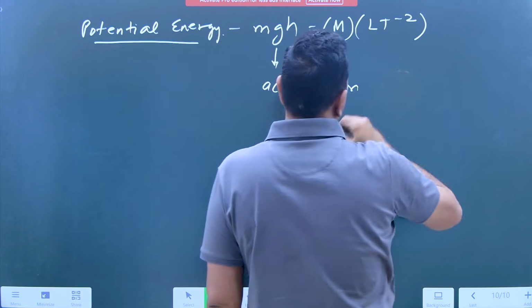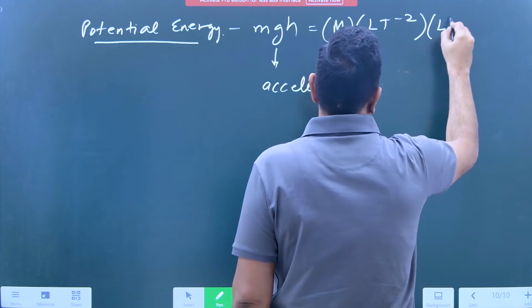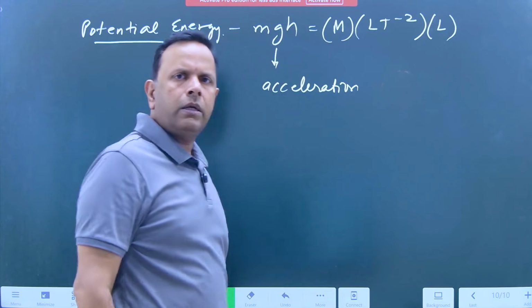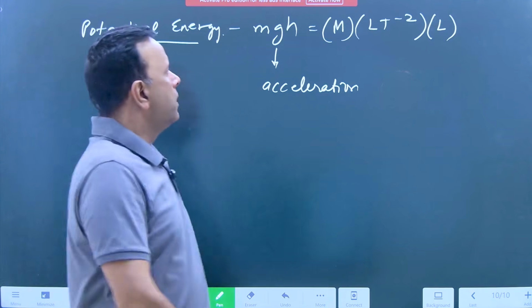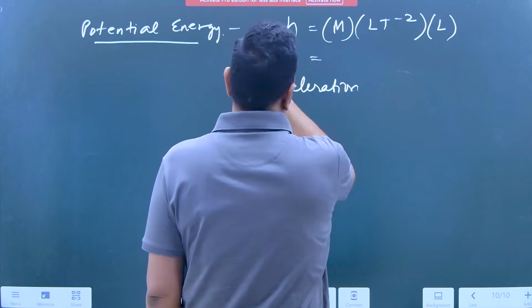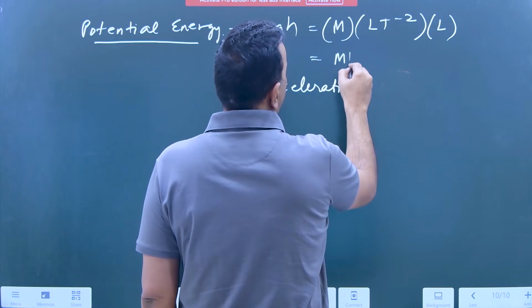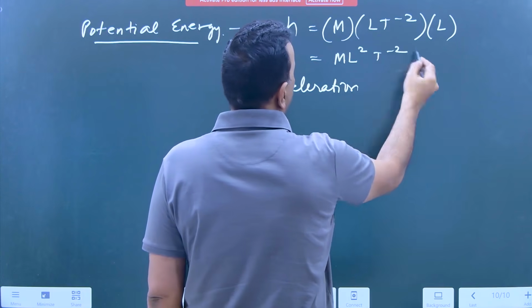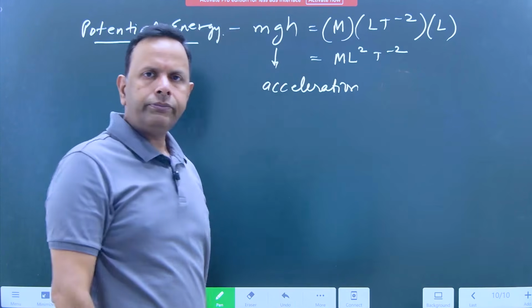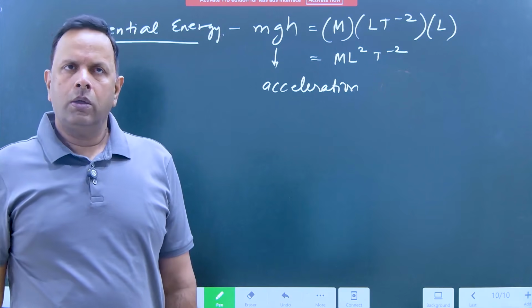And lastly, h. H is a height which I can write in terms of L. So that's how the potential energy will be ML2 T minus 2. Got it?